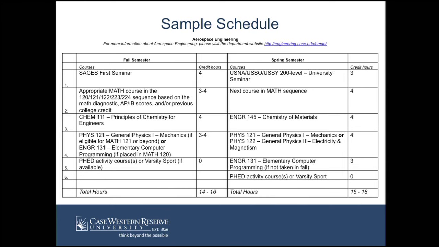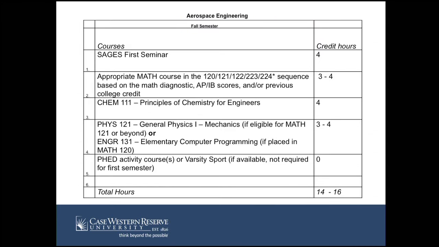So if we focus in a little bit on the fall semester, what you can see is your schedule is set up listing for aerospace engineering, listing first off your SAGES First Seminar. As I mentioned before, all students will be enrolled in a SAGES First Seminar for this fall semester. And then after that, you can see the recommendations around other courses. The next line lists a math course.